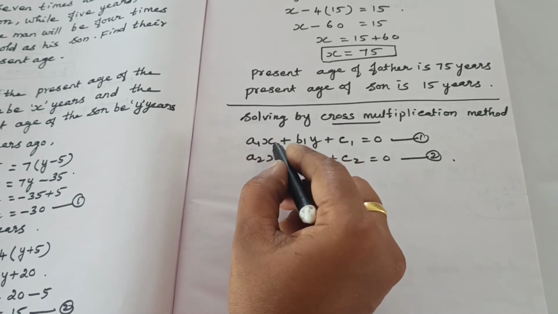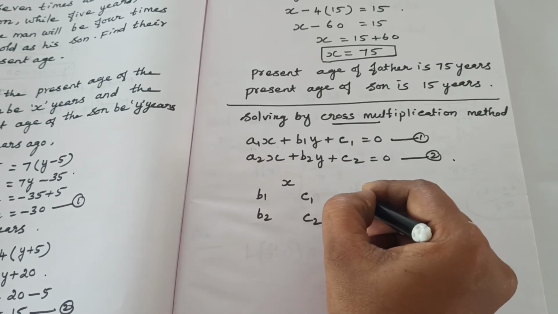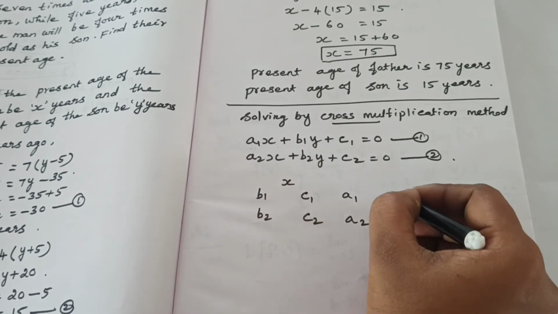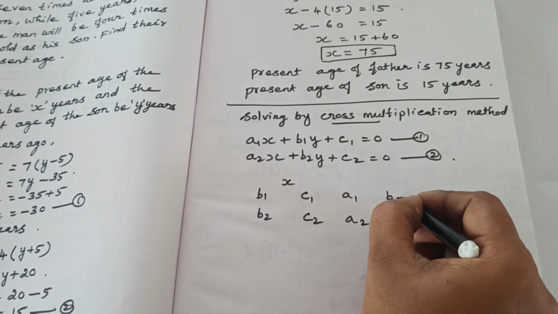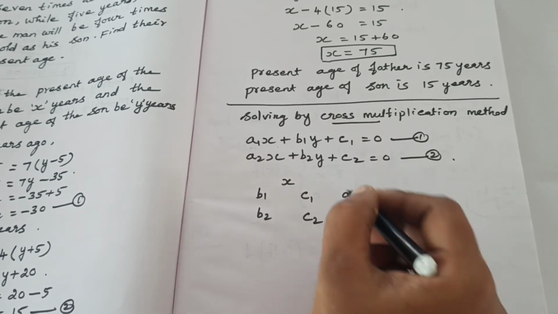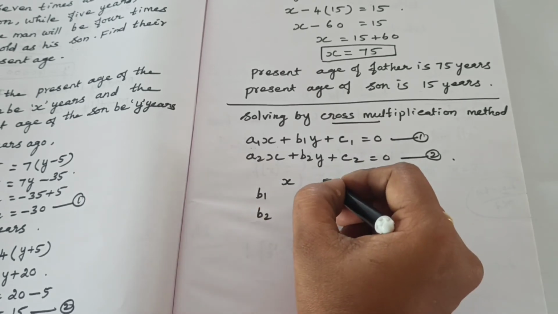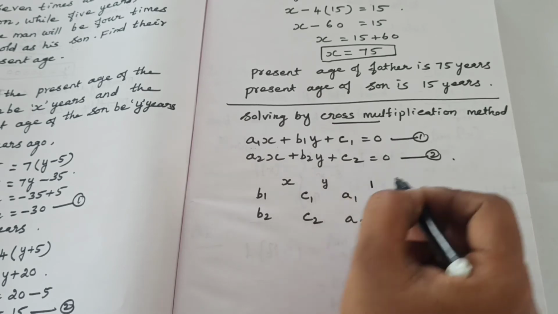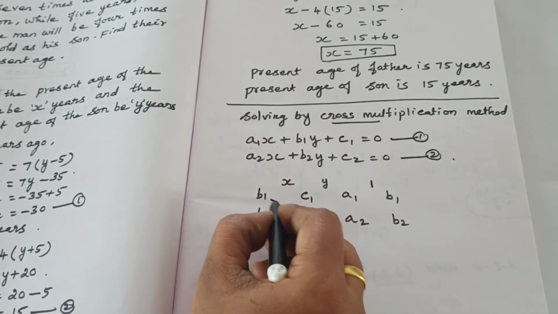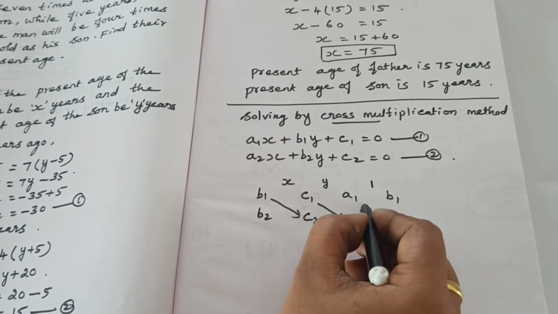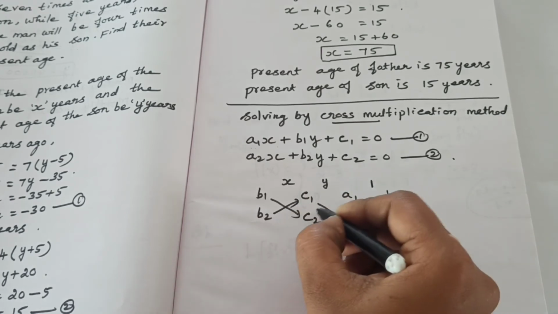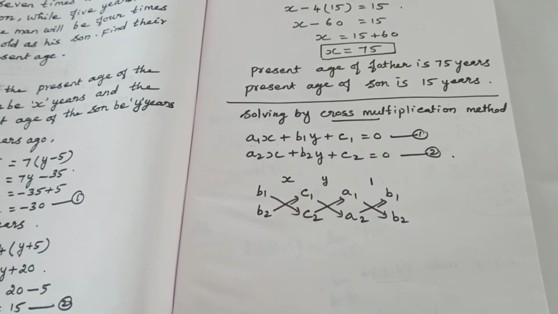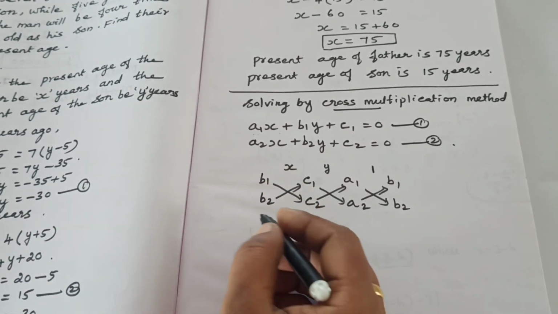Again, the first term coefficient you should write, a1 a2. Again this first term we have to write here, coefficient b1 b2. Like this we have to write, and then here in the middle x you write it, here y you should write it, here 1 we have to write as constant. Afterwards cross multiply, like this you should multiply. Okay, easily you can find.